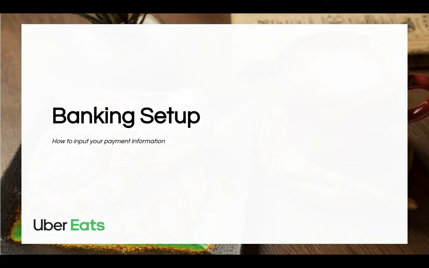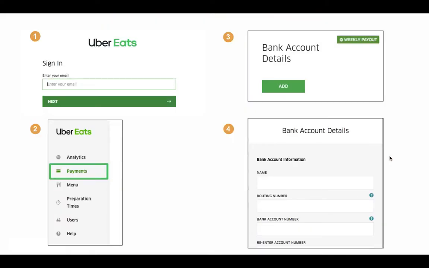Once you're logged in, you will find different tools that you have access to. Let's start off with setting up your banking information. Once you're logged into your Uber Eats Manager portal, on the left-hand side, you will find a selection of tabs. To update your banking information, you will need to click on the Payments tab, which will then redirect you to the payment page. From there, you will need to scroll down and click on the Add green button, and there you can start entering your banking information as required.